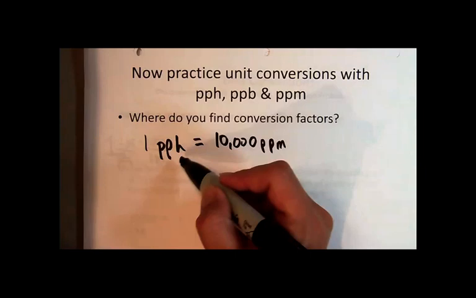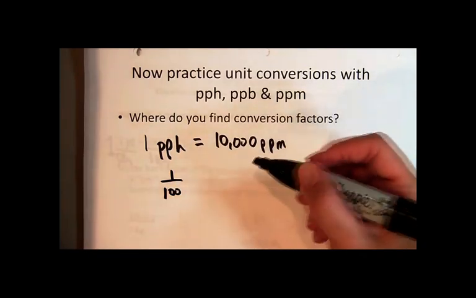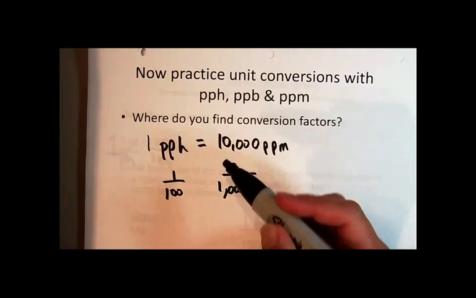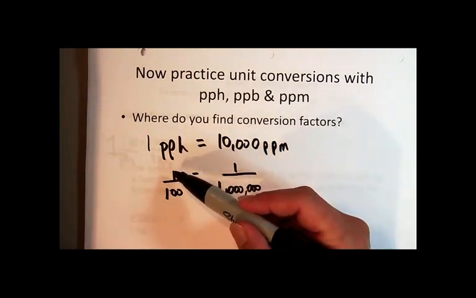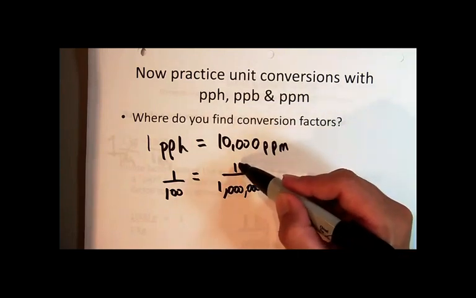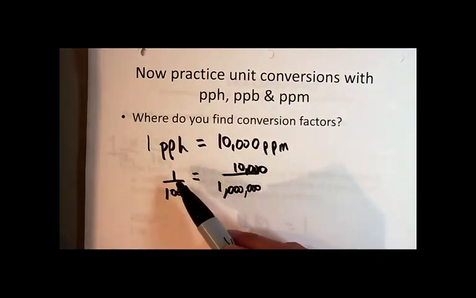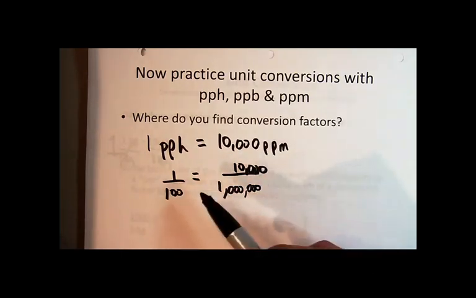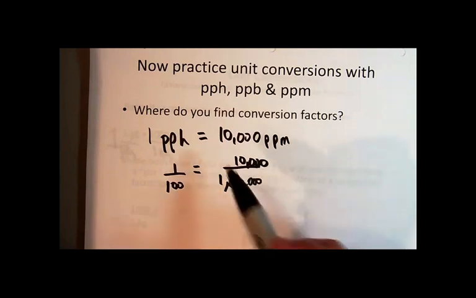Instead, what you can understand is the concept: one part per 100 is the same as 1 over 100, and 1 part per million is the same as 1 over 1,000,000. So in order for 1 part per 100 to be equal to a PPM, we have to have 10,000 parts per million. Because 1 over 100 is like 1 over 10 to the 2. This is 10 to the 4 over 10 to the 6, and that's the same as 1 over 10 to the 2. So it's just base 10 math, basically. So 1 part per 100 is the same as 10,000 parts per million, so that's where we come up with this equality.